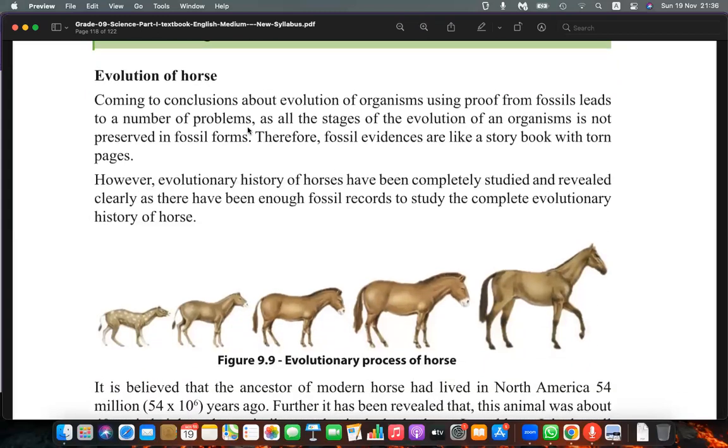Okay, coming to a conclusion about the evolution of organisms using proof from fossils leads to a number of problems. All these stages of evolution of organisms are not preserved in fossil form. Therefore, fossil evidence is like a storybook with torn pages. However, the evolutionary history of horses has been completely studied and revealed clearly by the fossil record.